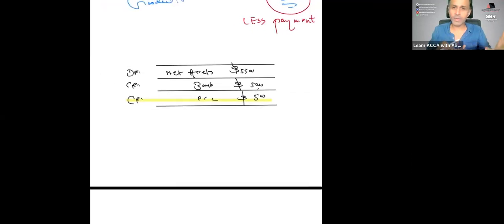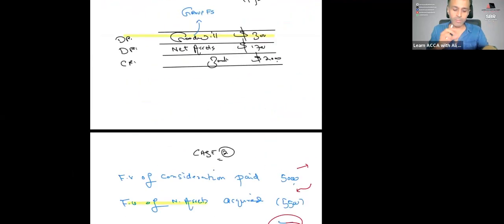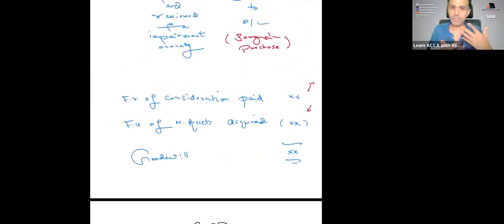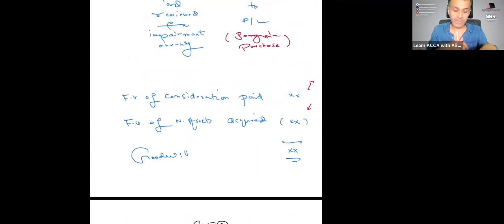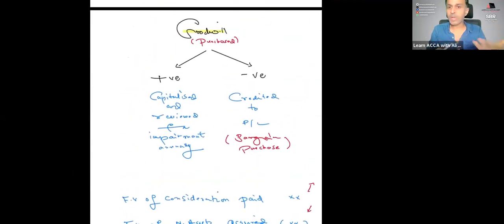So that's the basic talk of what goodwill is and how to compute it. Two steps are involved, and it can be positive or negative. The one that we will capitalize is the positive one. Negative goodwill is also not capitalized.